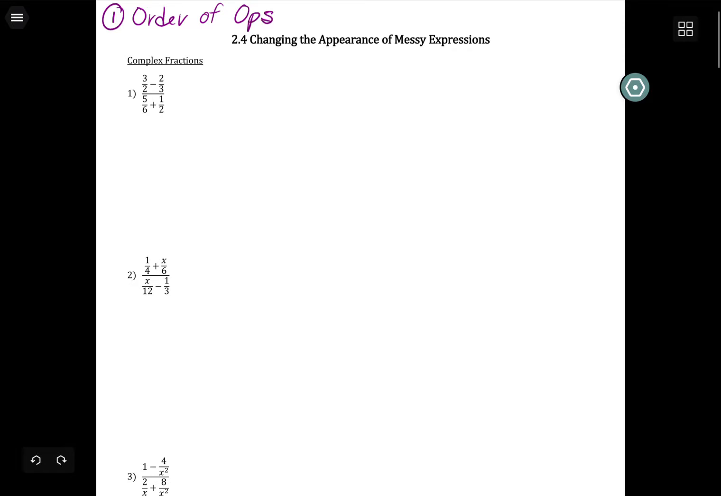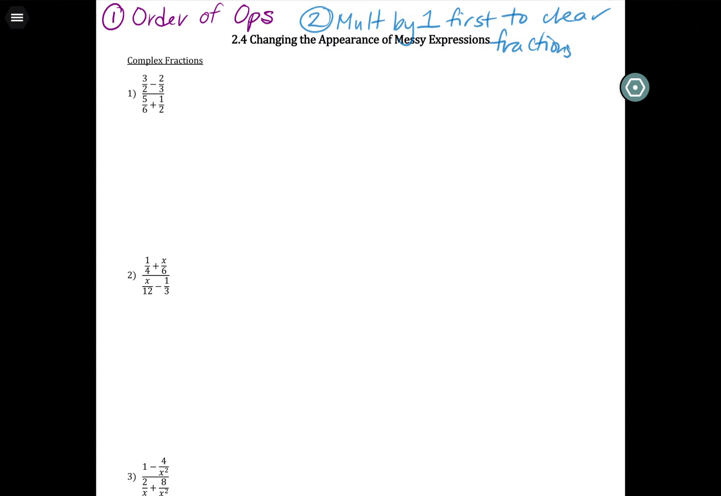And method number two is going to be multiply by 1 first to clear fractions. Okay, so I'll go through both methods on at least a couple of these, and maybe I'll just bounce back and forth a little after that. I encourage you to practice both. I'm not going to force you to do it one way or the other, but we really are trying to build up a set of algebra tricks that we're comfortable with, so practicing both is a really good idea.